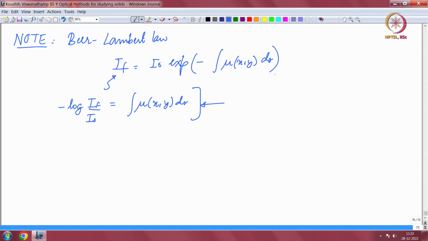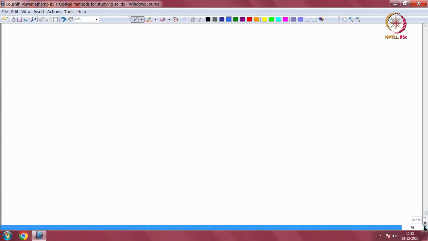Since we know I_f and we know I_0, we know log of I_f by I_0. So, we have the value of this integral along various lines, and our aim of course is to try and recover the value of mu as a function of x and y, right, that is the problem we set up initially. So, we will now start doing some algebra for this with these two notations in mind.